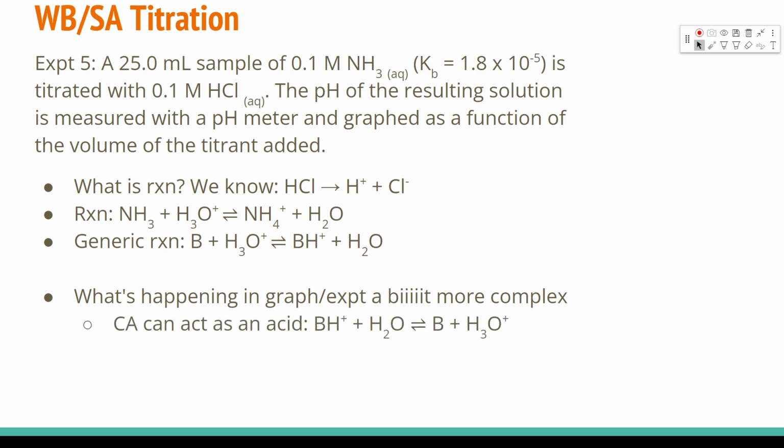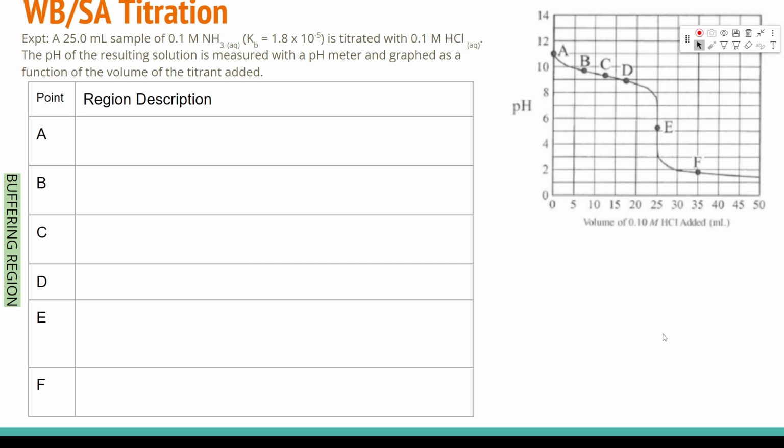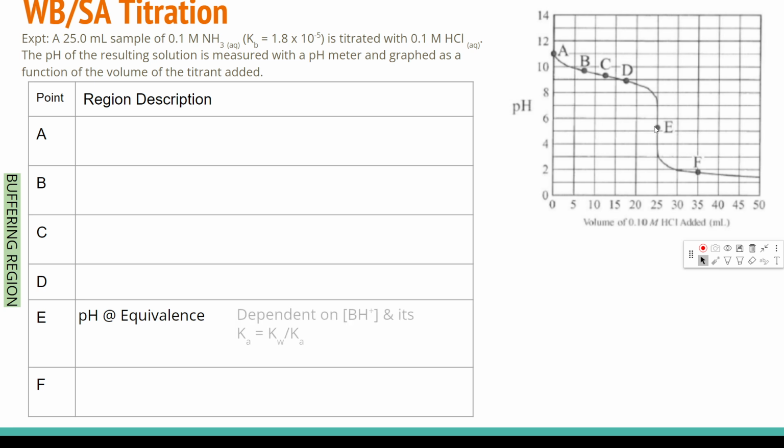And as a reminder, the conjugate acid, which is the BH plus, can act like an acid. And so that H can be donated to the water, and then you have the base and then the hydronium ion. So here we are looking at this graph over here. And so again, very similar to the previous scenario, just flipped because we're starting with a base because we are over 7. And so E is the equivalence point. We've talked about that before because it's in the middle of the vertical line.